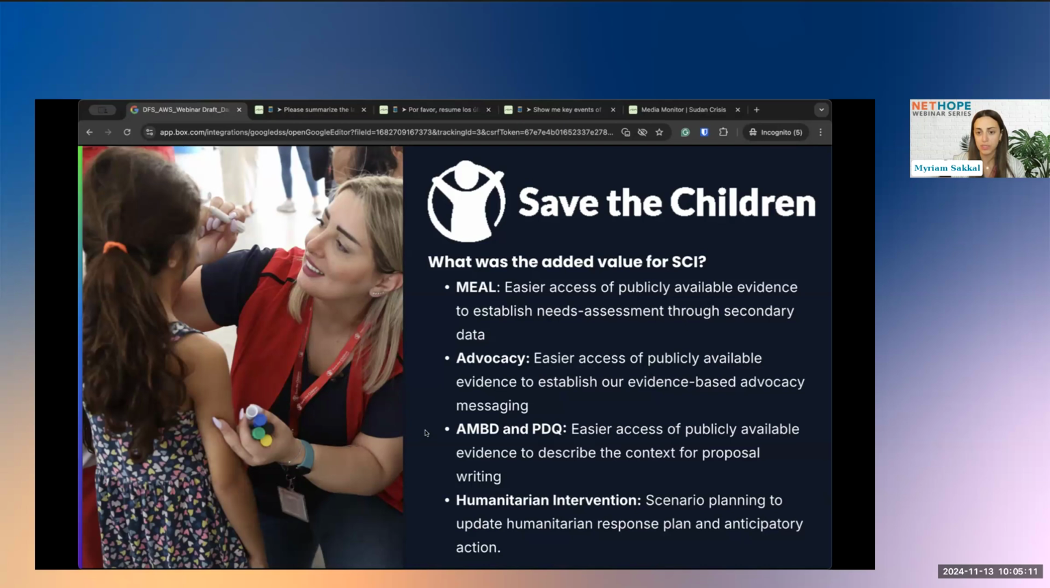Furthermore, as I mentioned, we recently received the scenario planning, and this scenario planning will be very useful for us now in the upcoming period to update our response plan and set in place the anticipatory actions to be able to properly respond to whatever scenario comes in the upcoming period. Next slide, please.